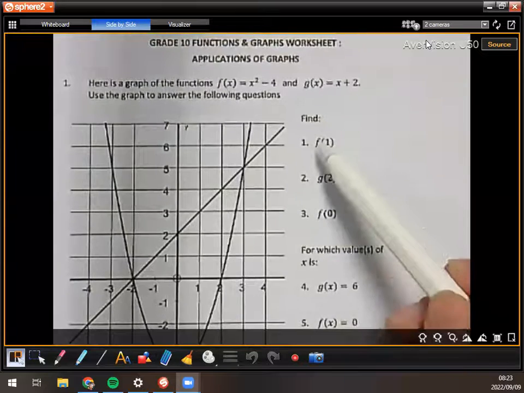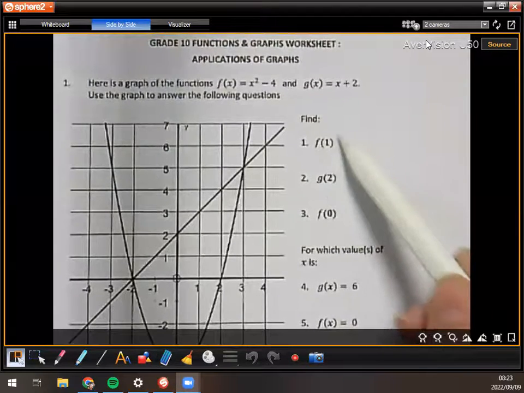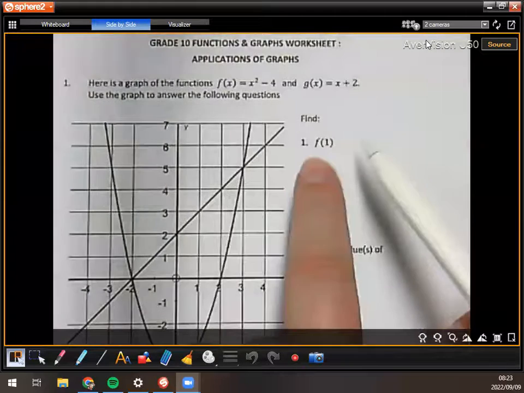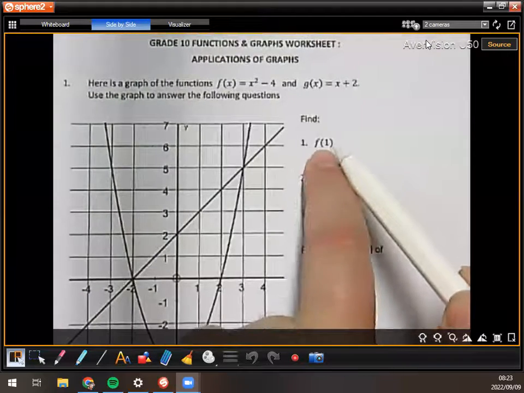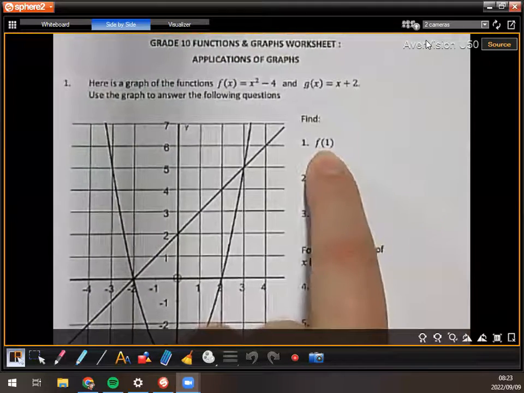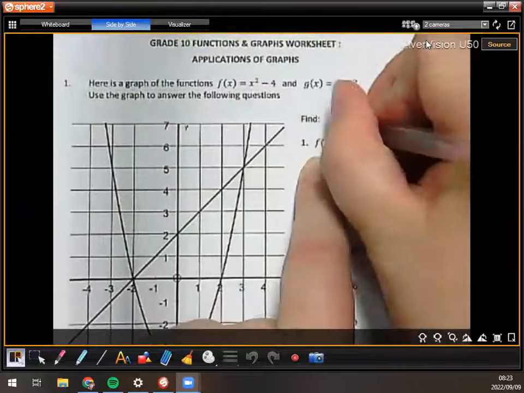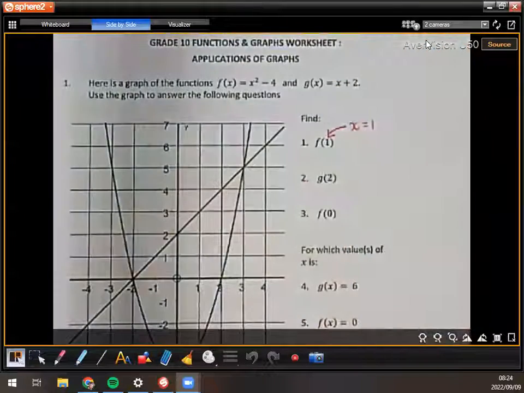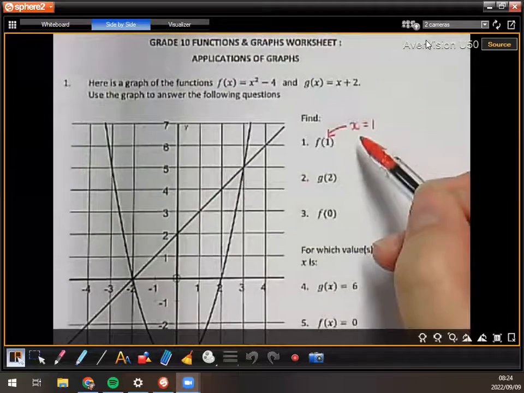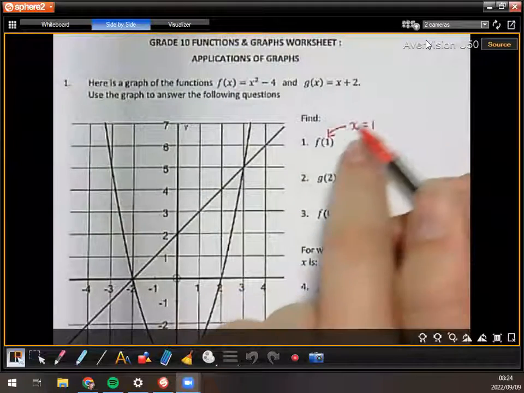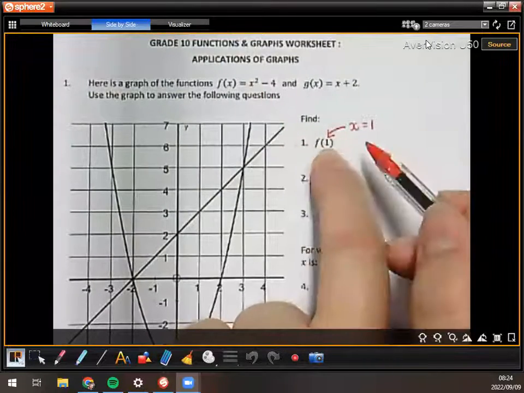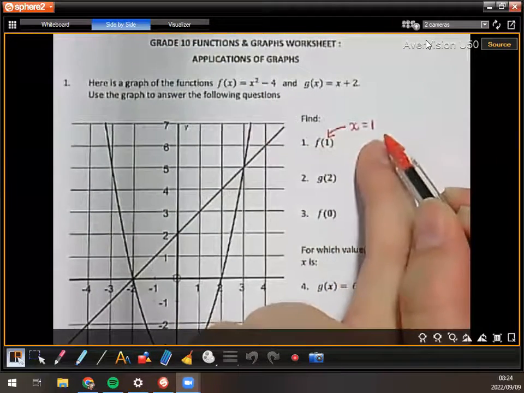So now, guys, they're wanting f of 1. Now, what is normally in this bracket here? x, right? So now if they ask us to find what f of 1 is, that means that x is equal to 1. And what is f of x? What does that represent? y, right? So basically, they're asking for the y value of the parabola where x is equal to 1.